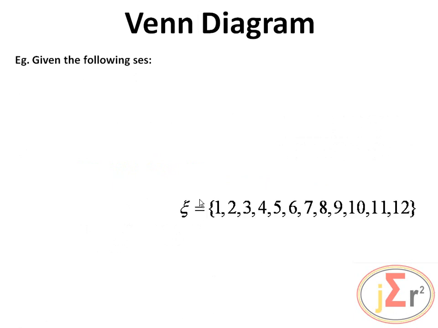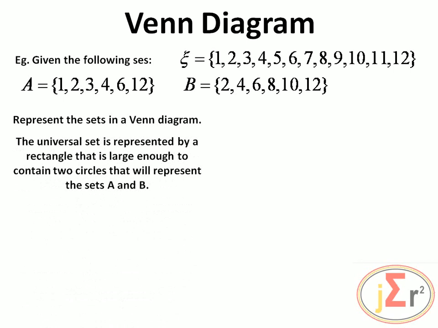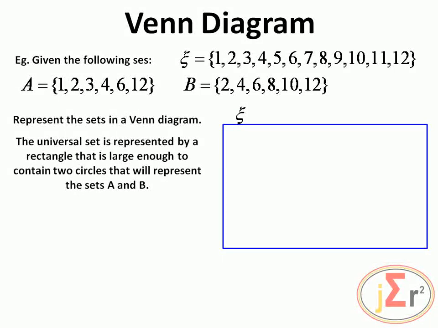Given the following sets, and there we have them, represent the sets in a Venn diagram. The universal set is represented by a rectangle that is large enough to contain two circles that will represent the sets A and B. So of course, this is our universal set, and this is our common Greek letter Xi. It represents the universal set. Then we will have the sets A and B.